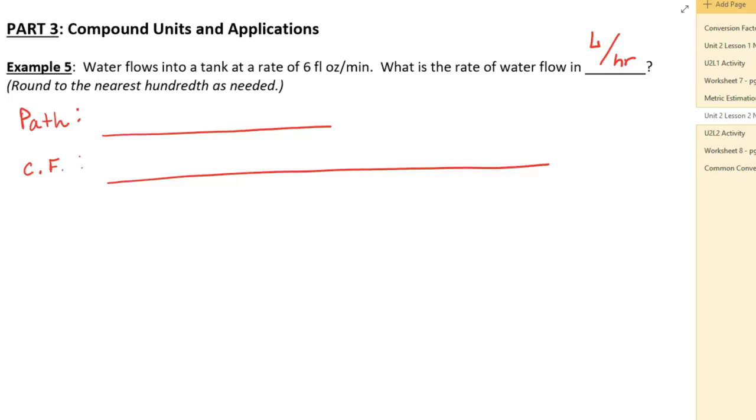Unit 2, Lesson 2, Part 3. Now we move on to the more difficult unit analysis conversions, and remember those are with compound units. Compound units, if you remember, contain units in both the top and the bottom.